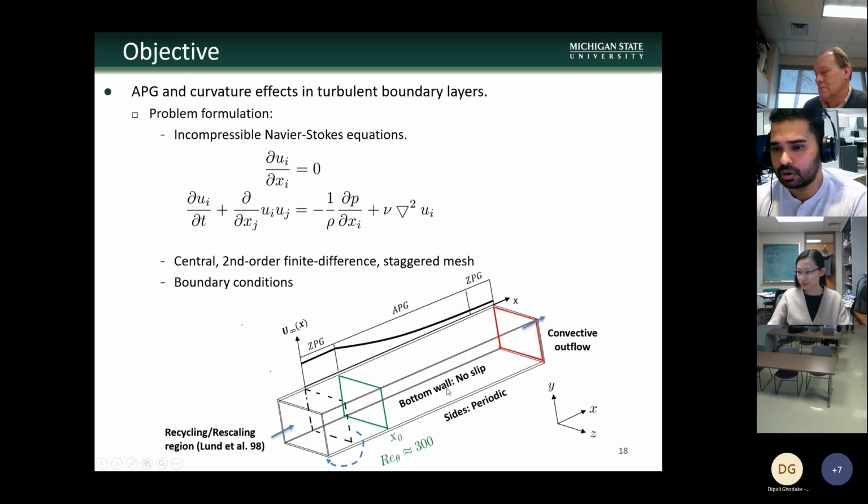On the sides, we have periodic boundary conditions. At the bottom, we have no slip. At the outlet, we have convective boundary conditions, so that we get a smooth outflow of turbulent structures at the outlet. And at the top, we have streamwise varying velocity, which helps us to impose the adverse pressure gradient that we have in our airfoil.